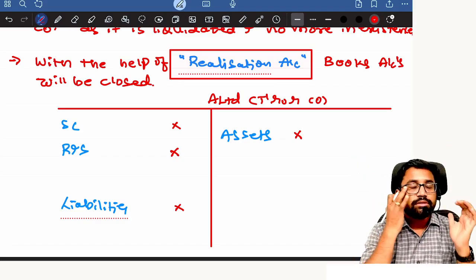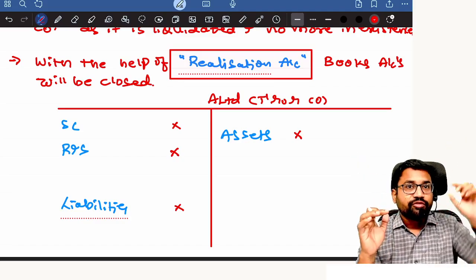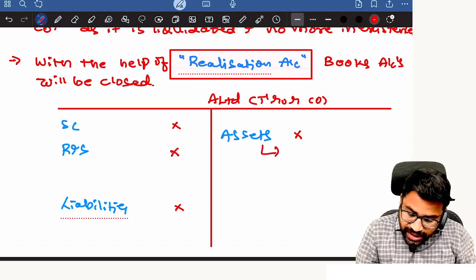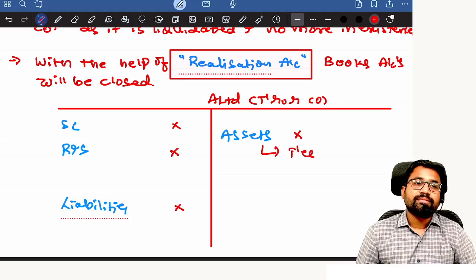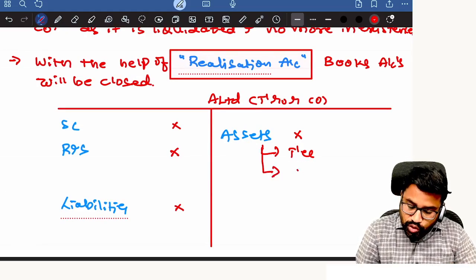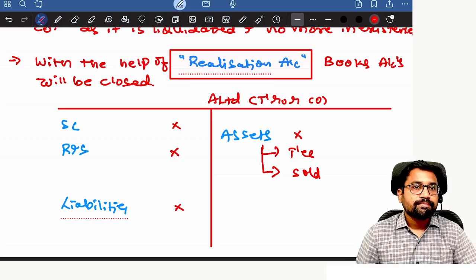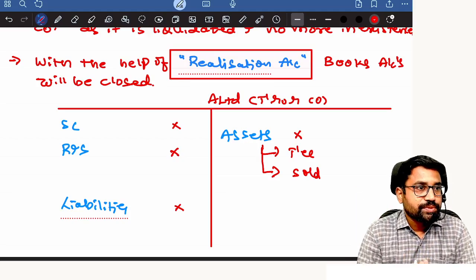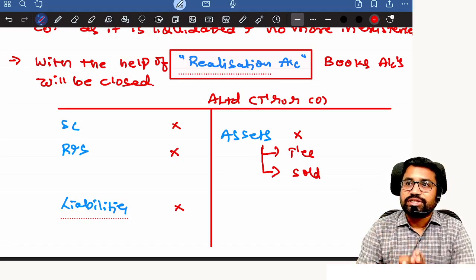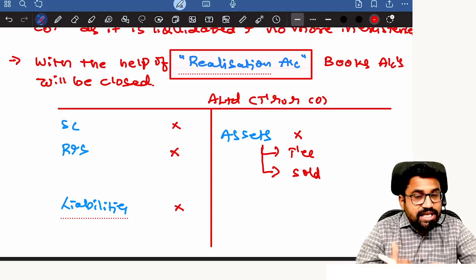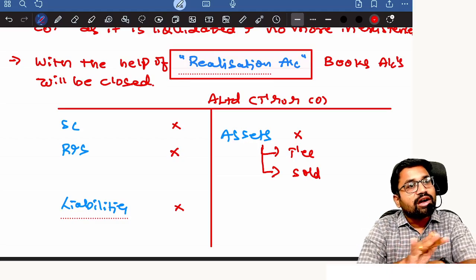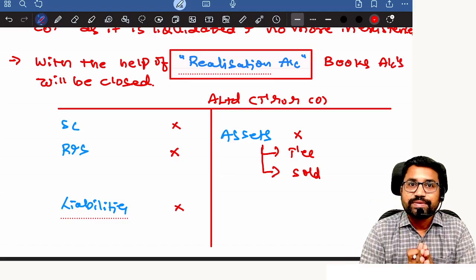First, listen to me, the procedure. First, assets. Out of these assets, some of the assets will be taken by the transferee company. Some of the assets may not be taken by the transferee company. Those assets will be sold, so that all assets will be closed. The assets which are taken by the transferee company, transfer them to realization account. The assets which are not taken by the transferee company, sell them, so that their accounts will be closed. So entire assets will be closed.